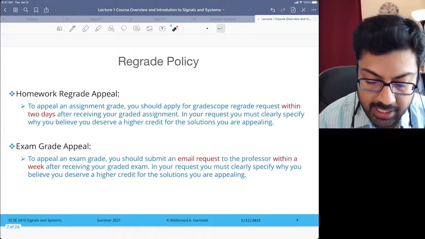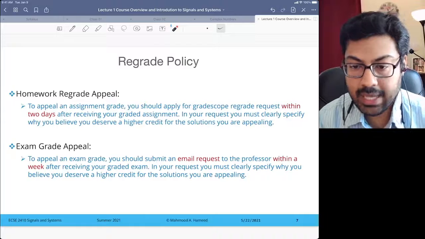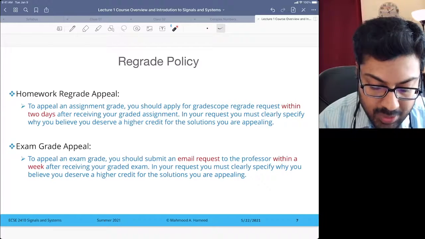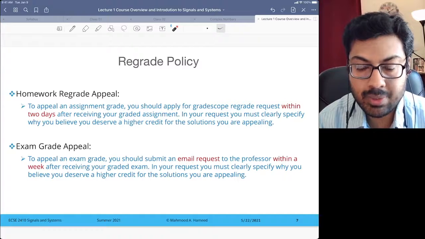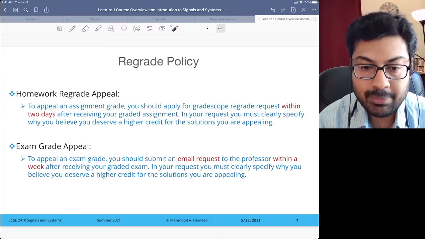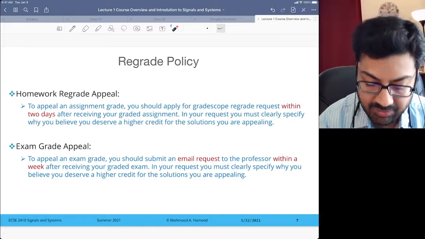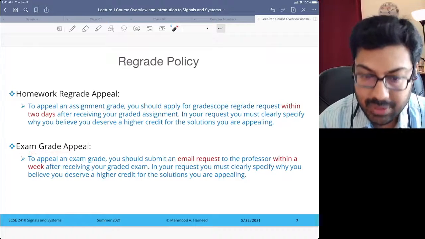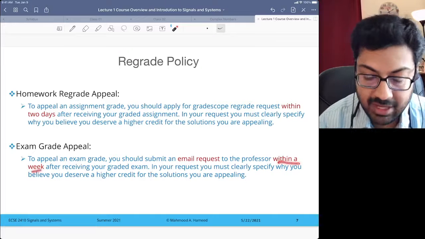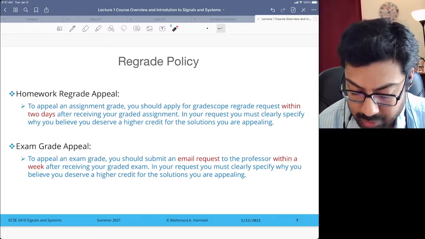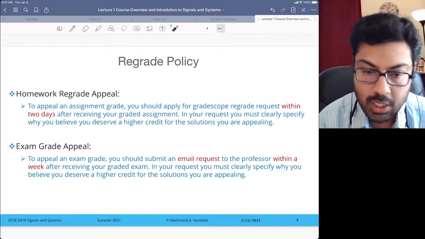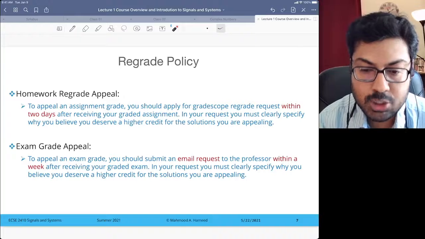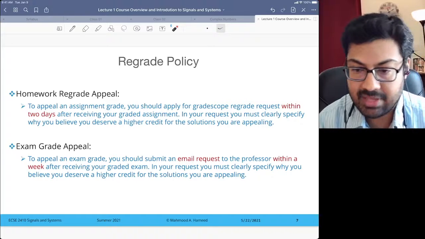Okay. The regrade policy is slightly different for homework and exam. For homework, you will have 2 days after you get back your graded work. You will have the opportunity to appeal for a regrade on Gradescope within 2 days after receiving your graded work. But for exams, you will have a longer time, within 1 week after the exam. But for this, you would have to explain your request to me in detail using email. So email the request directly to me within 1 week for exam regrades.